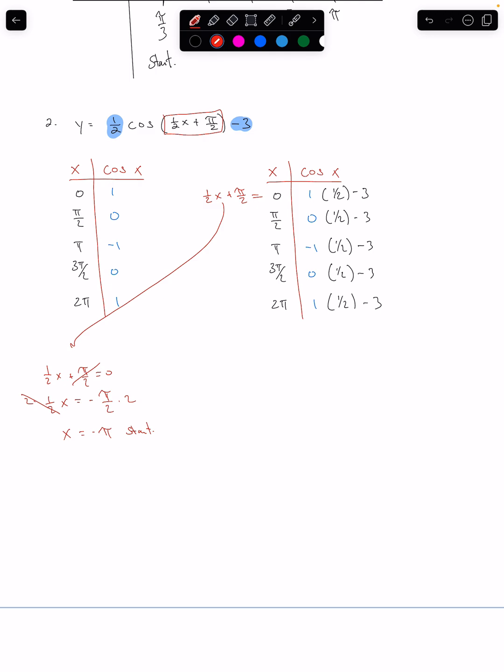This tells you your horizontal shift. You're starting horizontal. Your transformation is a horizontal shift left pi units. Great, cool. I'm going to do one more, and then I'm going to use the shortcut again.